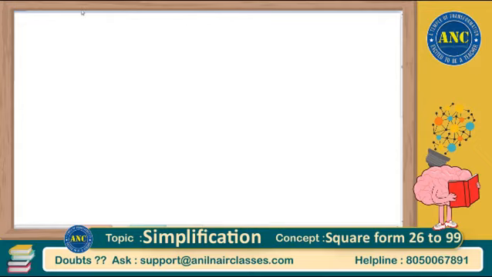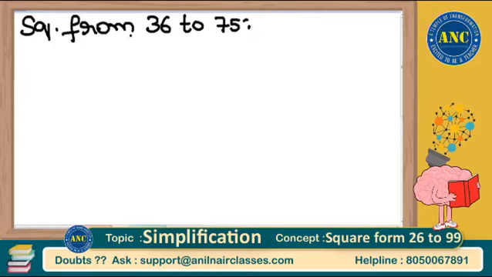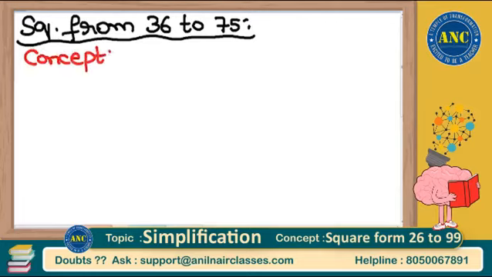Square till 35 is over, right? Squares from 26 to 35 are over. Suppose, for example, I want to know how to find squares from 36 to 75. Now listen carefully, sir. In our previous technique, squares from 26 to 35, the base was taken as 25. In this particular concept, from 36 to 75, we are taking the base as 50.